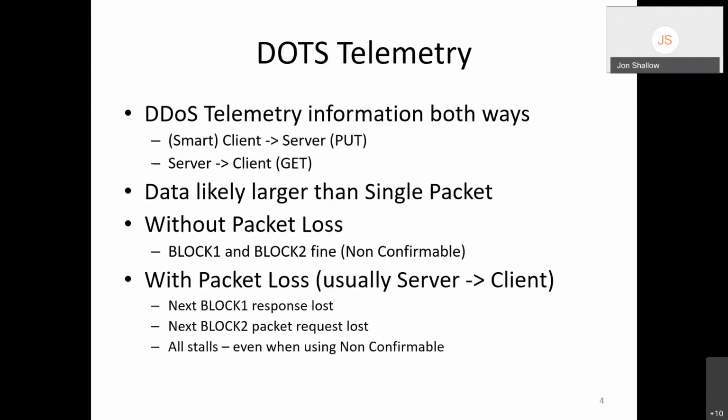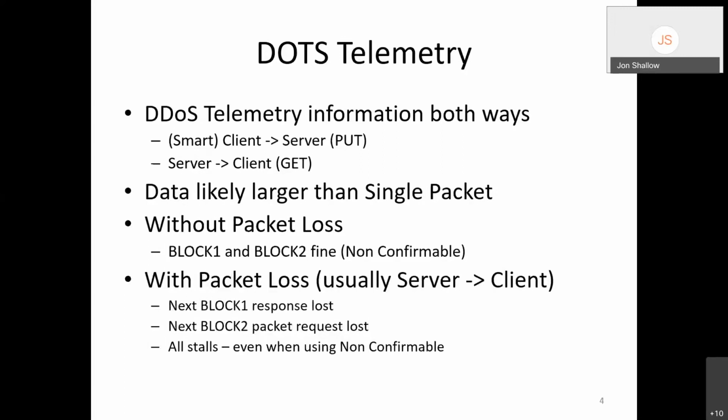In the environment without packet loss, Block 1 and Block 2 work perfectly for sending the stuff up to the server and getting the information back with non-confirmable. If it was confirmable, it works, but if there's any packet loss, we have to do retries and so on.